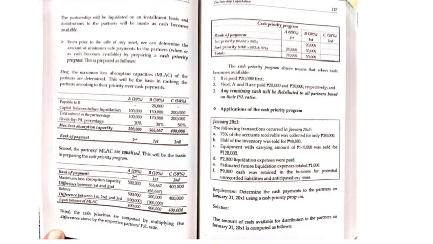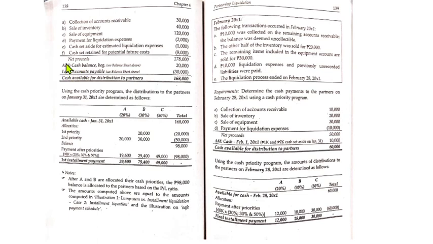So, let us take a look at the solution. Okay, tingnan mo yung solution. Iba lang yung forma pero the concept is there. 1, the cash balance, 20,000. The accounts payable, 30,000. Ayun siya, binawas. Okay, cash balance, tas binawas yung accounts payable. So now, magkano yung non-cash assets yung pinagbentahan? Ito yon, collection of AR, 30, sale of inventory, 40, sale of equipment, payment for liquidation, cash set aside, and then cash set aside for retention for potential future cost, 178.